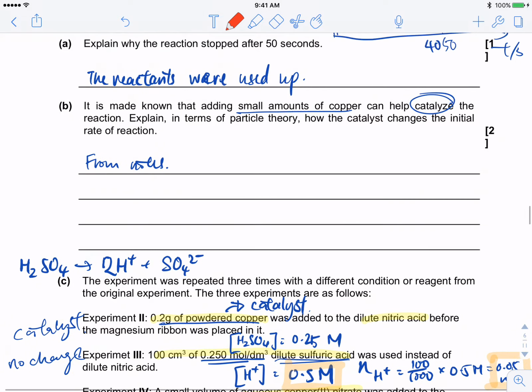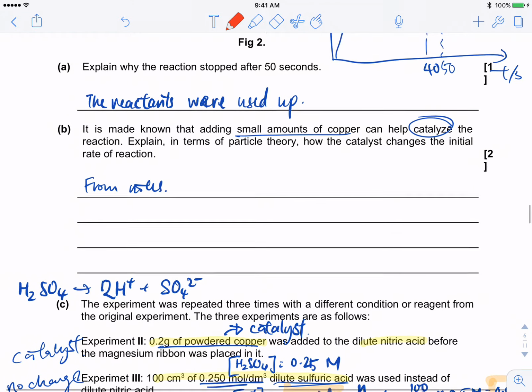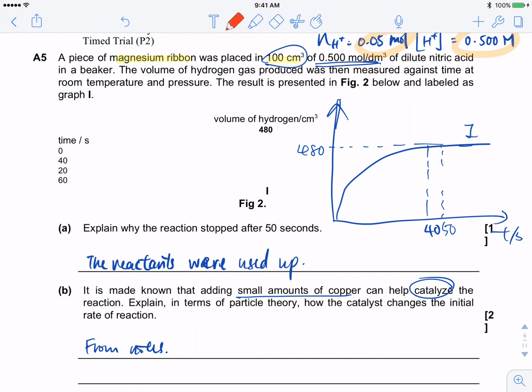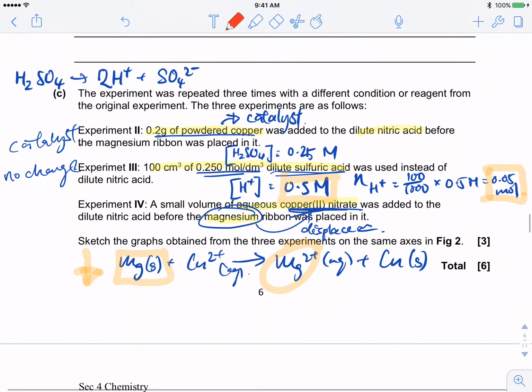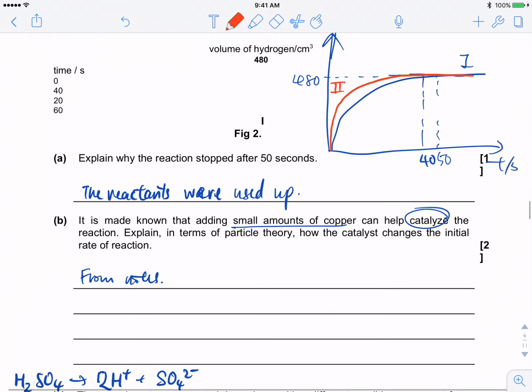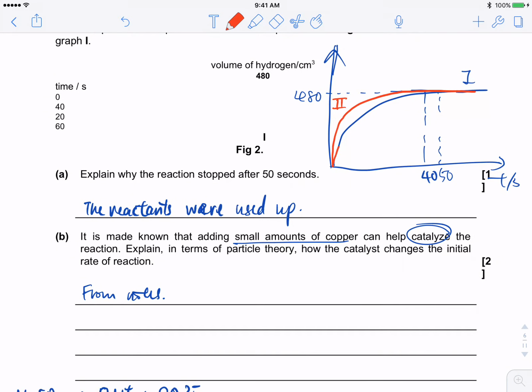So for experiment 2, there's catalyst, so obviously the rate of reaction must be faster, but there's no change to the number of moles or anything, so it should plateau off at the same place. As in, it should plateau off at the same 480. Experiment 3, there should be exactly no change. Exactly the same graph because the number of moles of acid and everything is the same.